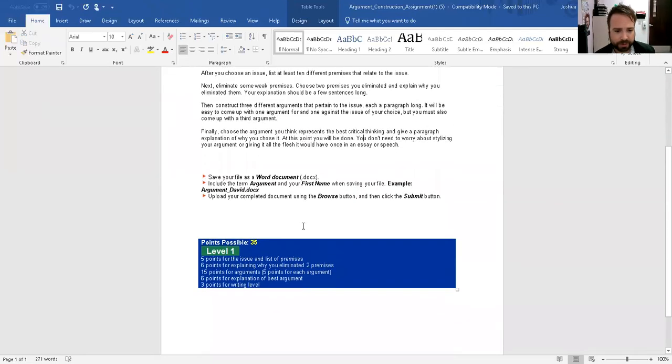So let's look at the rubric real quick. 35 points possible, 5 points for your issue and for your list of premises, meaning they're complete sentences and that they represent both sides of the topic fairly. They're not just fragmented little blurbs.